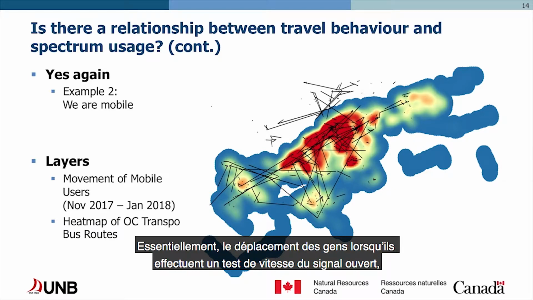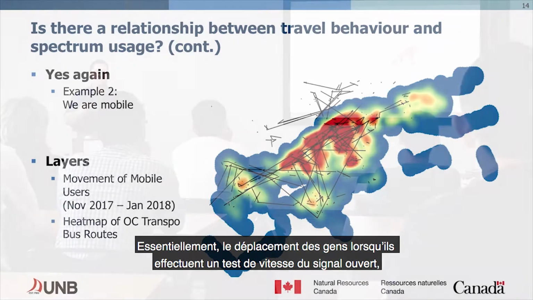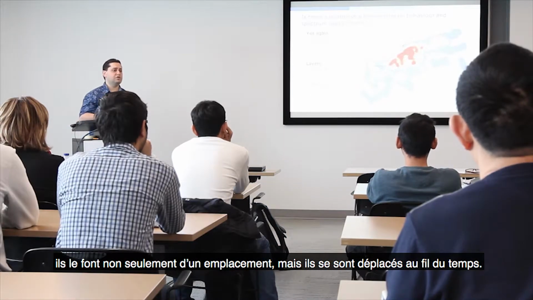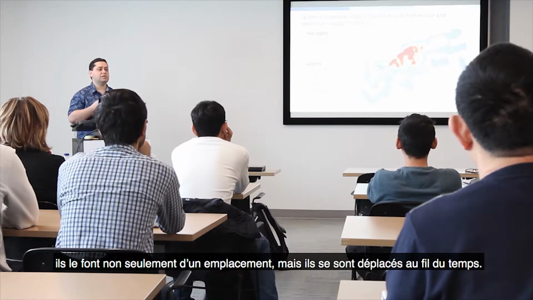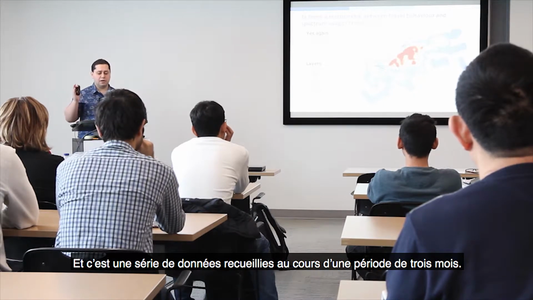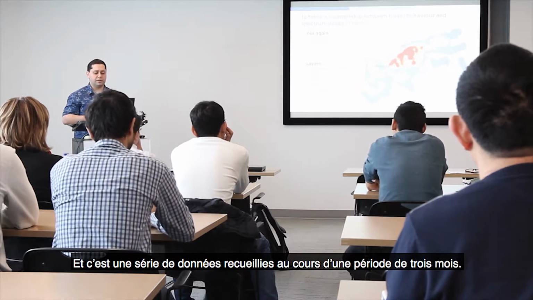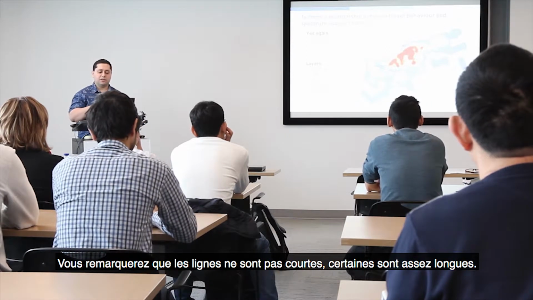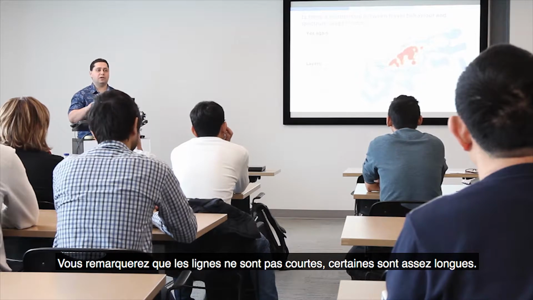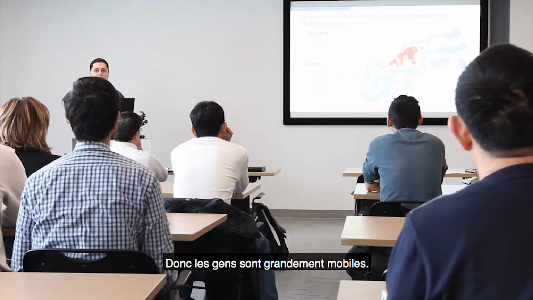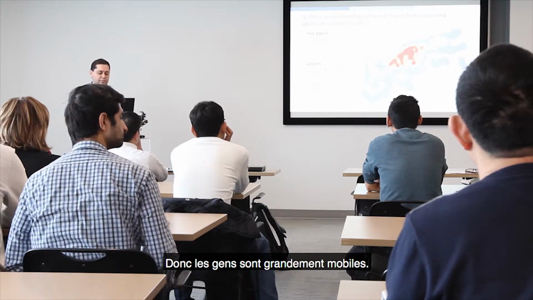When they were doing OpenSignal speed tests, they were doing them not only from one location, but they actually do move as time passes by. And this is a window of 3 months worth of data set. And you notice that the lines are not short, some of them are quite long. So people are mobile by a good factor.